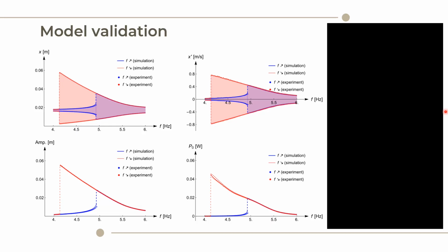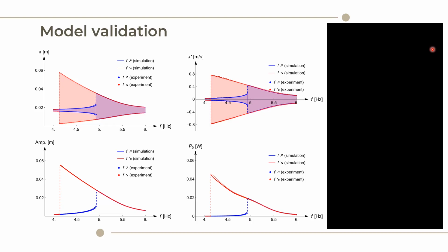When decreasing the frequency from 6 Hz to 4 Hz, the range of position and velocity changes gradually increases, the red areas of the graphs. This effect is the result of the hysteresis phenomenon occurring in nonlinear systems. As can be clearly seen, experimental results agree well with the numerical simulation outputs.